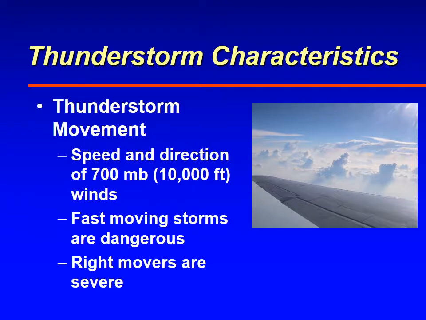And then finally, it's really useful to know which way the storms are moving, and generally most thunderstorms move at the speed and direction of the 700 millibar winds, which is 10,000 feet. Faster moving thunderstorms, of course, tend to be more dangerous because they put down a strong downdraft and very strong straight line winds. And if you see a thunderstorm that moves to the right of the environmental winds, then you know it is a severe thunderstorm. Typically, supercells do that, and they can be very dangerous and also unpredictable.